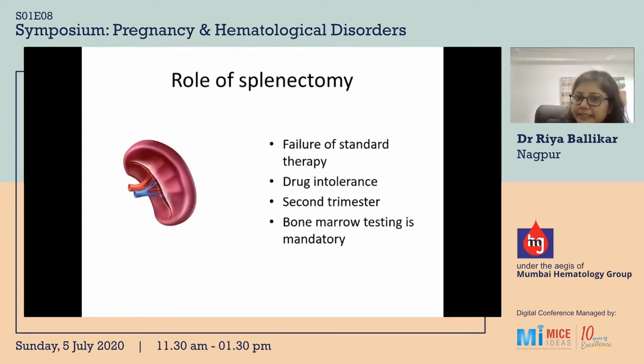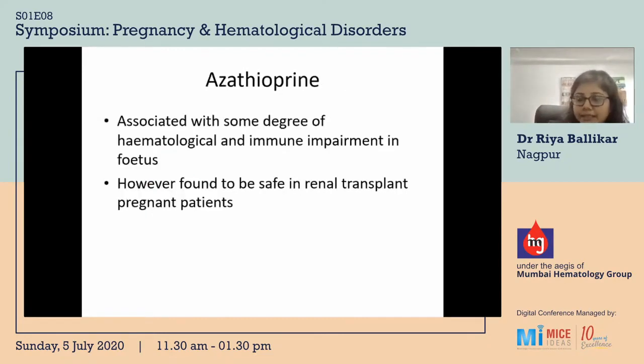The timing is second trimester when the baby will not be affected by the anesthesia or the procedure, and the uterus wouldn't be big enough to interfere with your field. Laparoscopic splenectomy is what is to be preferred, and bone marrow testing prior to splenectomy has to be done to confirm that you're dealing with ITP.